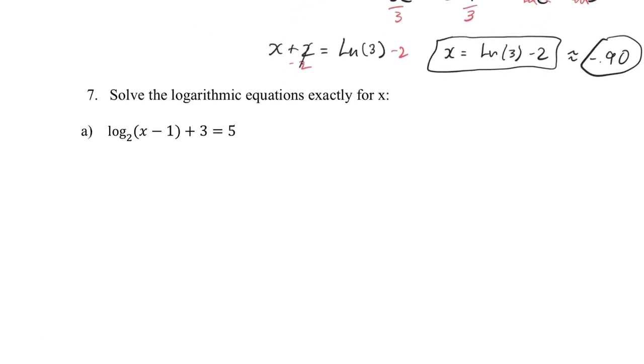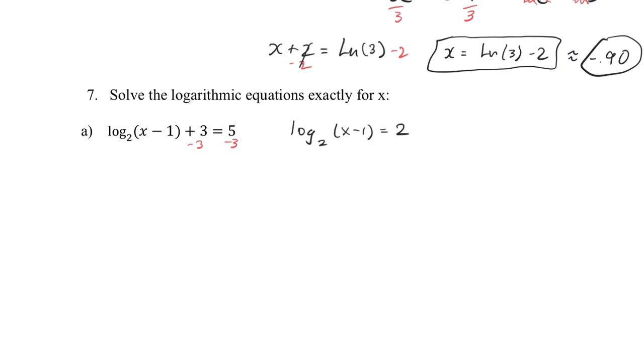Question 7 is also from section 4.5. Solving a logarithmic equation. Now, to cancel a logarithm, remember we have to use a base, so we're going to use a base of 2. But before we use a base of 2 to cancel a logarithm, this should be the only term on that side of the equation, so we need to subtract a 3. We have log base 2 of x minus 1 is equal to 2.